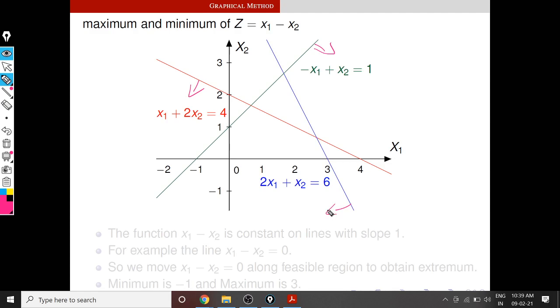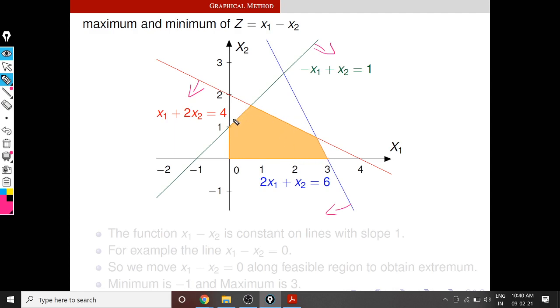0, 0 satisfies all these straight lines. So what is the common region? And we have an extra condition: x1 and x2 satisfy a non-negative restriction. So what is the region bounded by all these 5 restrictions? This is the region bounded by all the restrictions, the region inside this yellow region, bounded by these 5 lines.